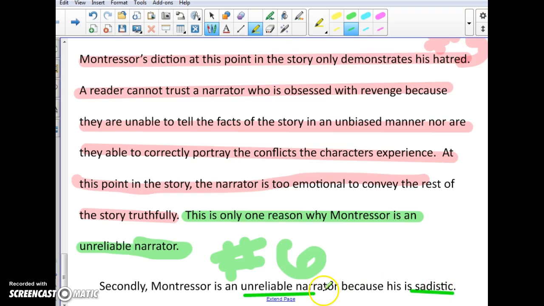I again would work on sentence and word variety, find different ways to state "unreliable," find different words for "sadistic," so that you don't sound like you're just continually repeating yourself. I hope that helps in understanding the components of an introduction and body paragraph.